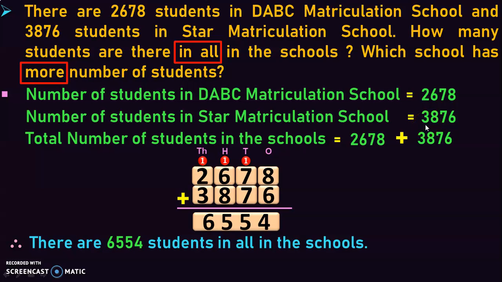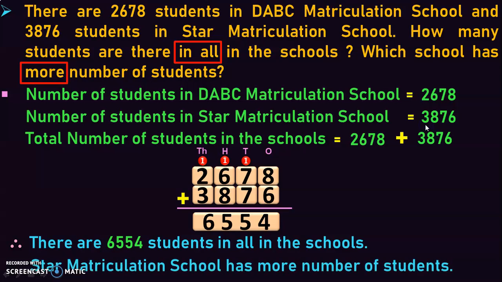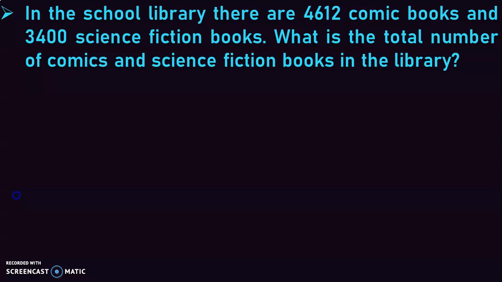We know that 3 is greater than 2. With that, you can conclude Star Matriculation School has more number of students, which is 3,876. Let us do the next example.